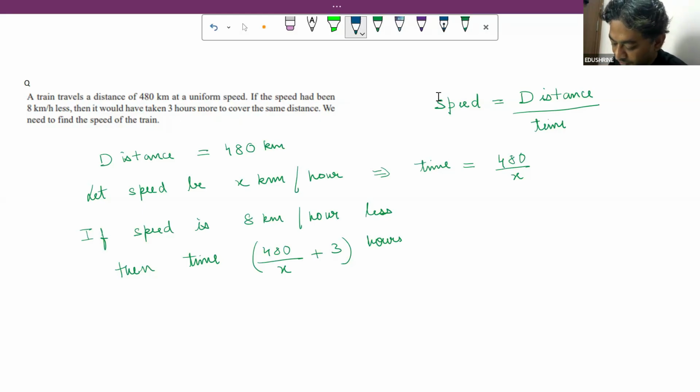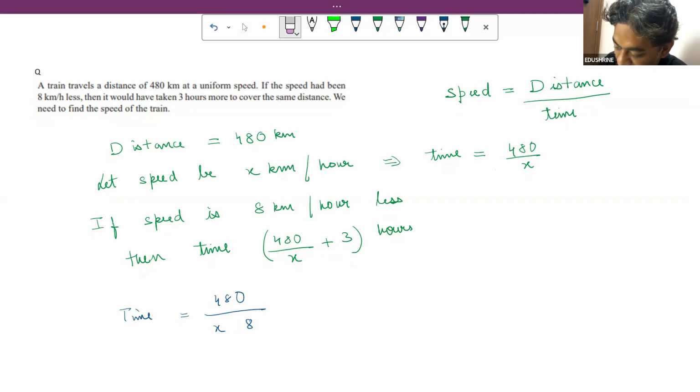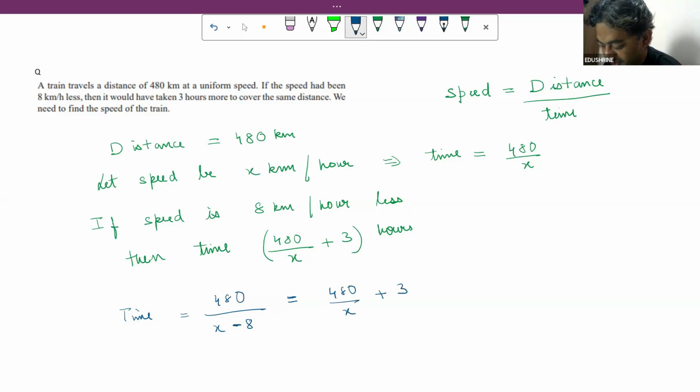So now let us solve it. Speed is 8 kilometer per hour, so x plus 8. This is the time required when I am traveling 480 kilometer. Oh, sorry, it is less. Since it is less, speed would be x minus 8. Now this is equal to the given time. It is taking 3 hours more, that is 480 by x plus 3. This is the equation that you need to solve.